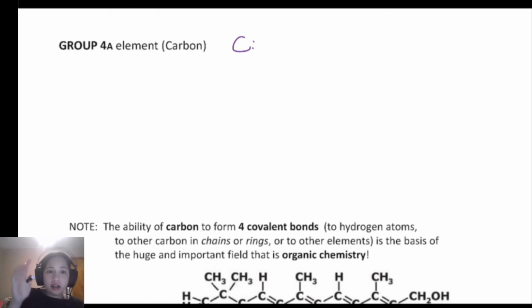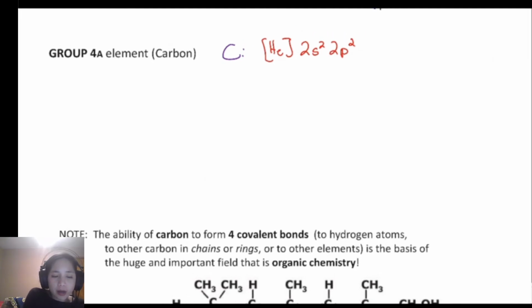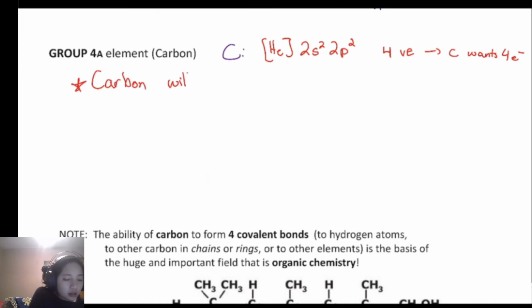So again, first, write out the electron configuration. For carbon, it's helium, 2s2, 2p2. Right off the bat, you see that there are 4 valence electrons. So carbon wants 4 electrons, and it will probably make 4 covalent bonds.